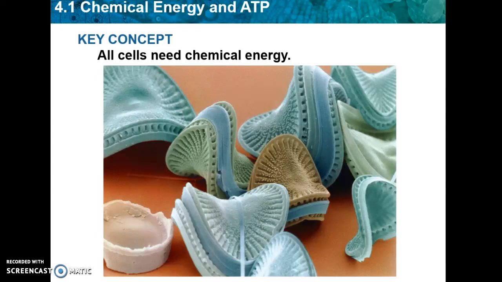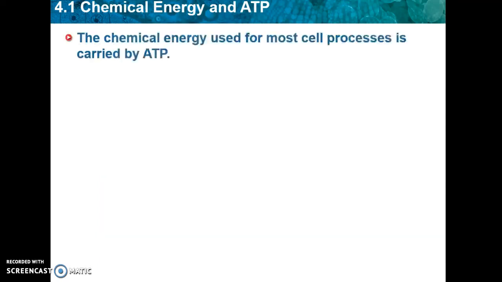All right, so let's get started with 4.1. Again, it's chemical energy and ATP. All cells are going to need chemical energy. Towards the end of the last chapter, we talked about passive and active transport. If you remember, when we talked about active transport, we said that it requires ATP. It requires the cell to actually supply some energy in order to do those functions.